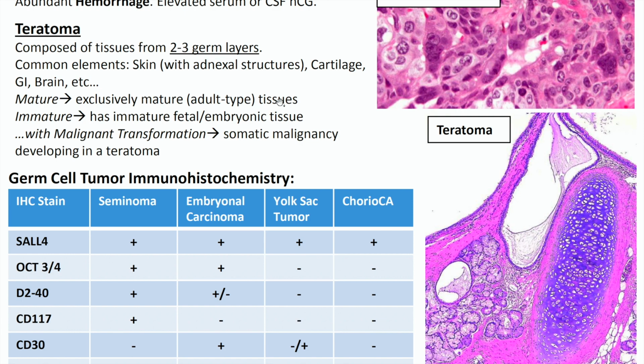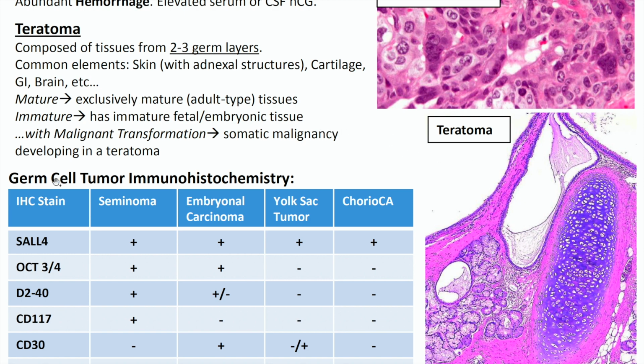In a mature teratoma, it's going to be exclusively mature adult type tissue, and immature teratomas have immature or fetal embryonic tissue, and malignant transformation can lead to a somatic malignancy developing in a teratoma.